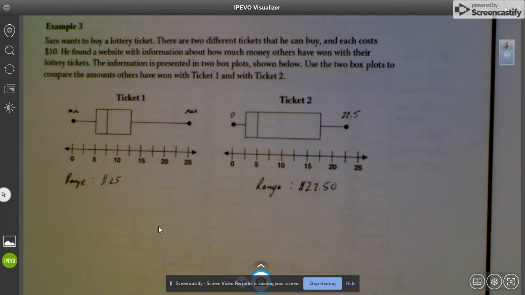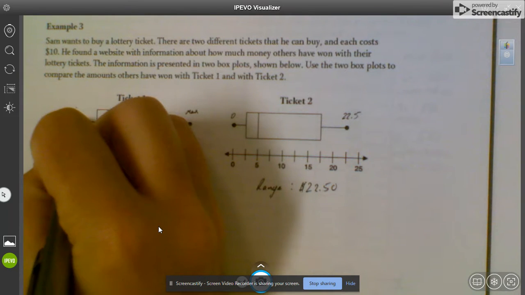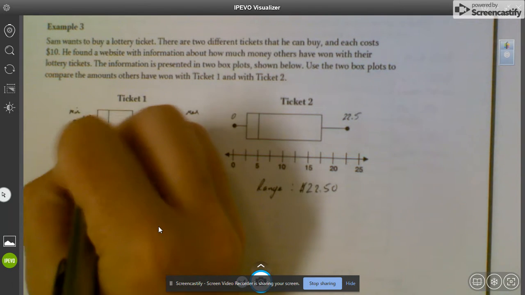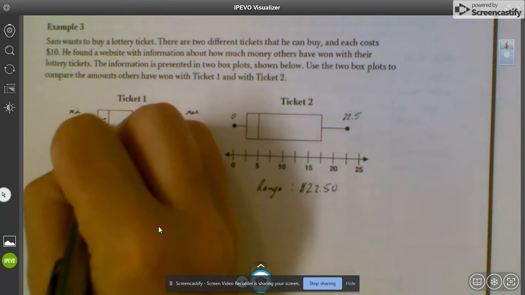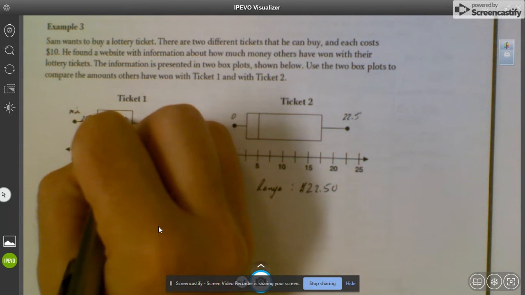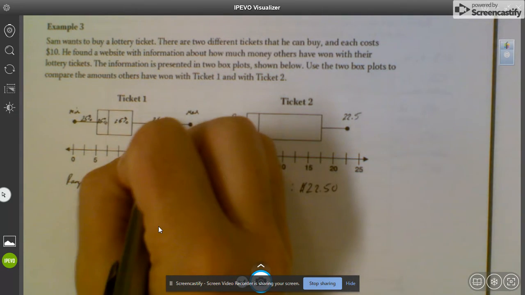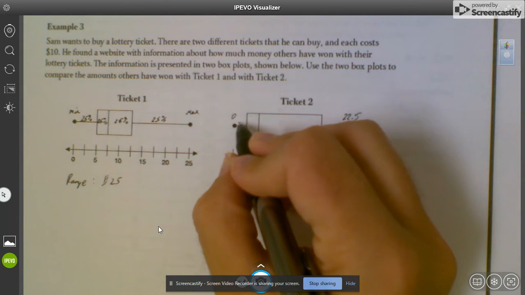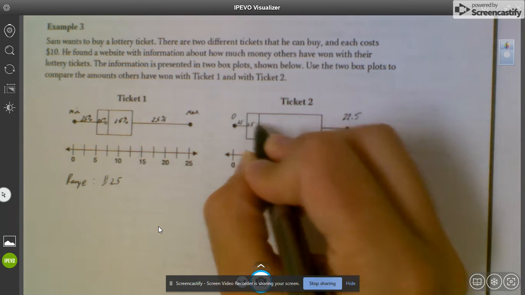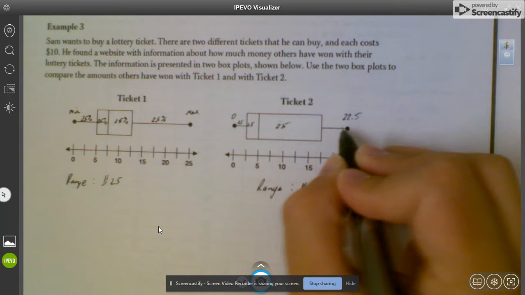So the other thing about these box and whisker plots is that each of these little sections is 25%. Doesn't matter about the size of the box. That just tells you how spread out the data is. It's just 25% of the numbers. Okay. So 25, 25, 25, and 25.